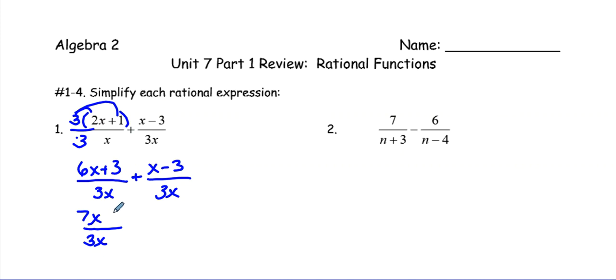Sometimes you get to this point and you'll have nothing else that simplifies, but in this case I have x in the numerator and x in the denominator, so I want to cancel those out, and my final answer will just be 7/3.